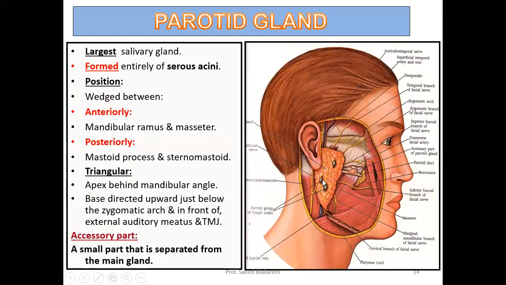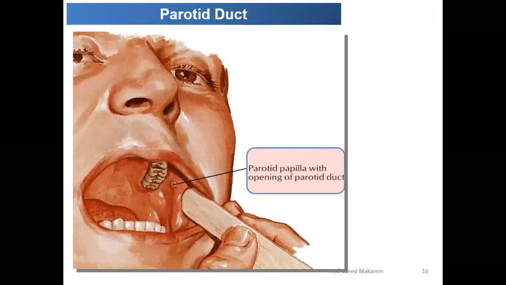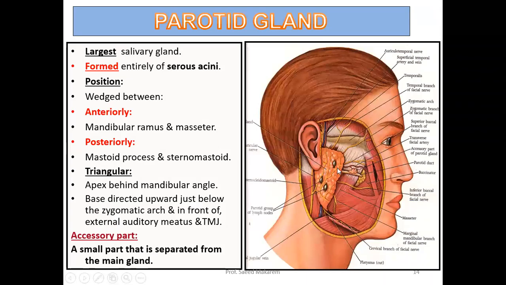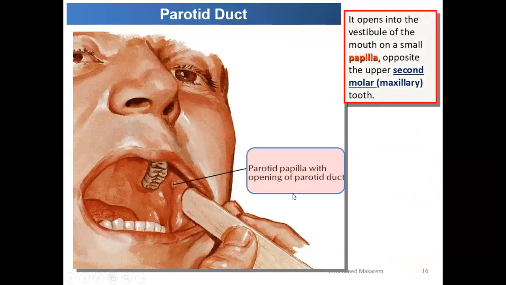So this is what you are seeing: the superficial part, and the part which goes behind the mandible will be called the deep part. Okay, so this is the parotid duct which is opening. So this is the opening of the parotid duct. As you can see here, this is the parotid gland, and it has a duct going into the oral cavity because it is a salivary gland. So it will be opening into the oral cavity. Where will it open? This is the papilla with the opening of the parotid duct.